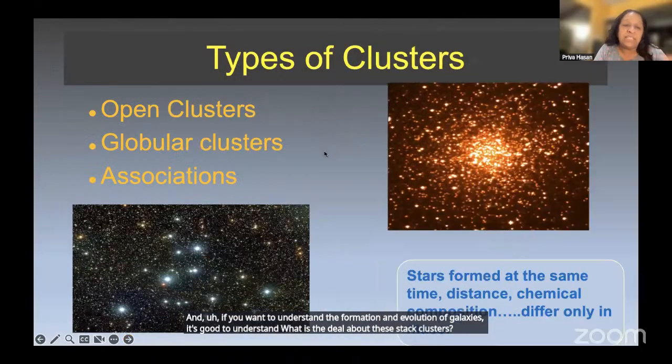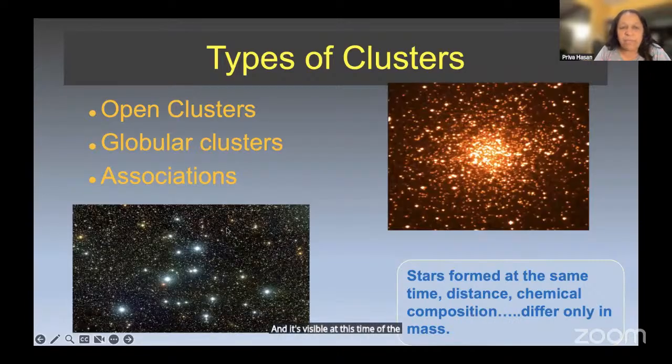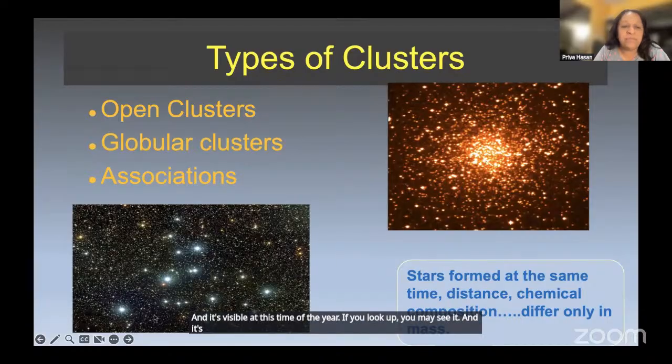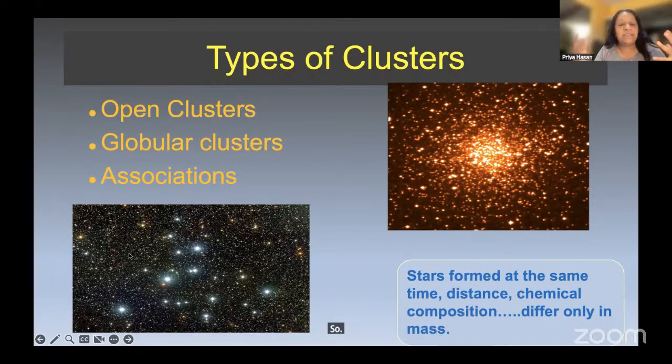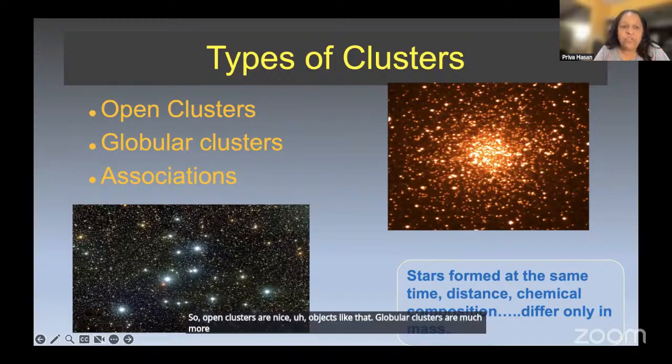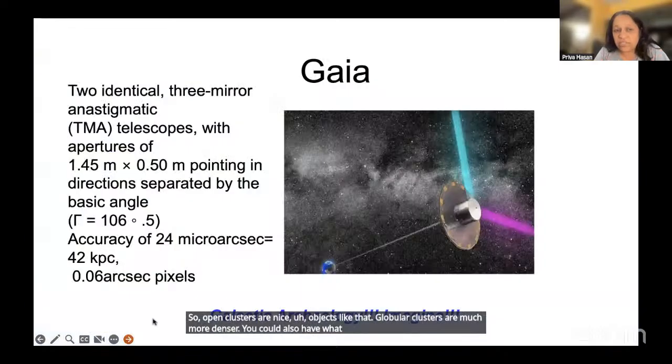So what are the types of clusters? They are typically open clusters. This is an open cluster. Many of you may have seen the Pleiades. Pleiades is the one open cluster that can be seen with the naked eye. This is in the constellation Taurus, and it's visible at this time of the year. If you look up, you may see it. It's a very beautiful cluster. So open clusters are nice objects like that. Globular clusters are much denser. You could also have what are called associations.